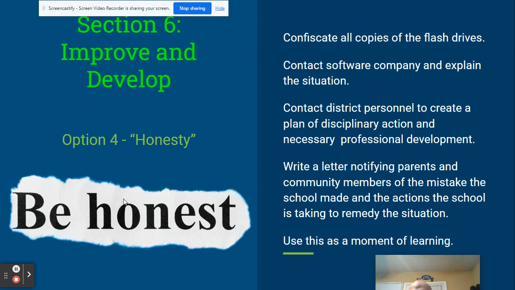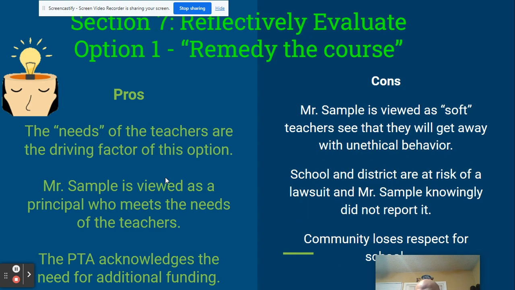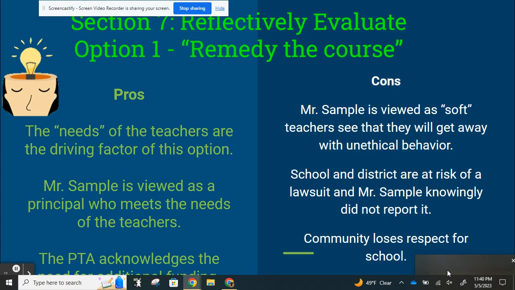Section six, that's my option four, being honest. Confiscate all the copies of the flash drives, contact the software company and explain the situation, contact the district personnel to create a plan of disciplinary action and necessary professional development. Write a letter notifying parents and community members of the mistake the school made and actions that the school is taking, and use this as a moment of learning as well as fixing.